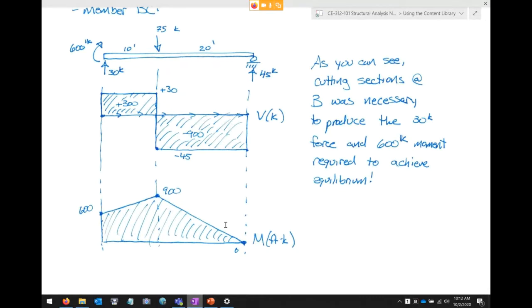I don't think there's anything really magical about these shear and moment diagrams. But as you can see, cutting the sections at B was necessary, because if you didn't do that, you wouldn't know that you needed to start off by jumping up 30 kips on your shear diagram and then jumping up 600 foot kips on your moment diagram. So I know I went through that kind of quick, but that's pretty much it for moment diagrams and shear diagrams for frames. Not anything that's increased in difficulty. There aren't really any new tricks that you need to learn. It's just the same stuff, oriented at a different angle.